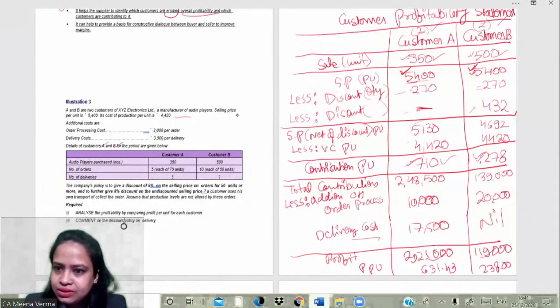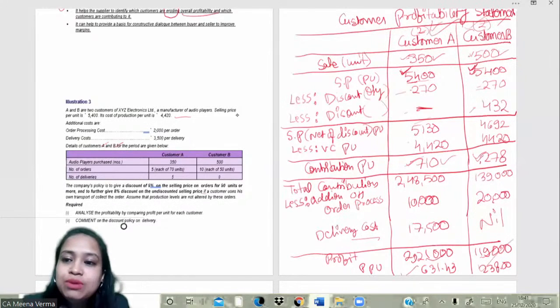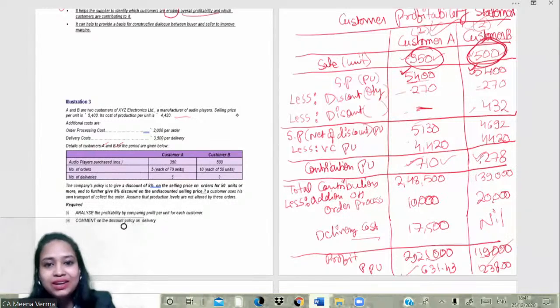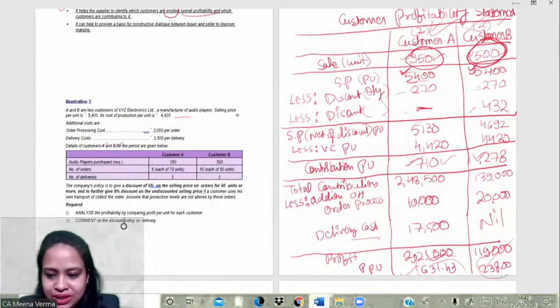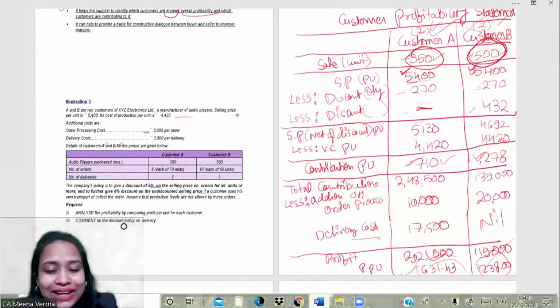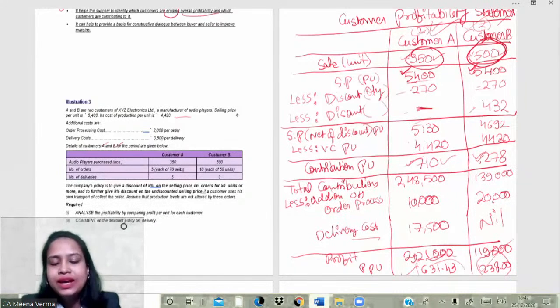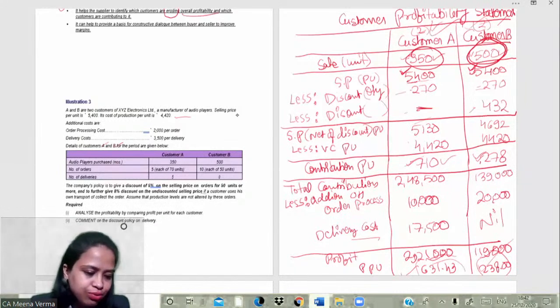You can see here that customer A is more profitable as compared to customer B. Though you are selling more quantity to customer B as compared to customer A, you are getting more profit from customer A than customer B. It means what? Can you give me the answer? It means what?